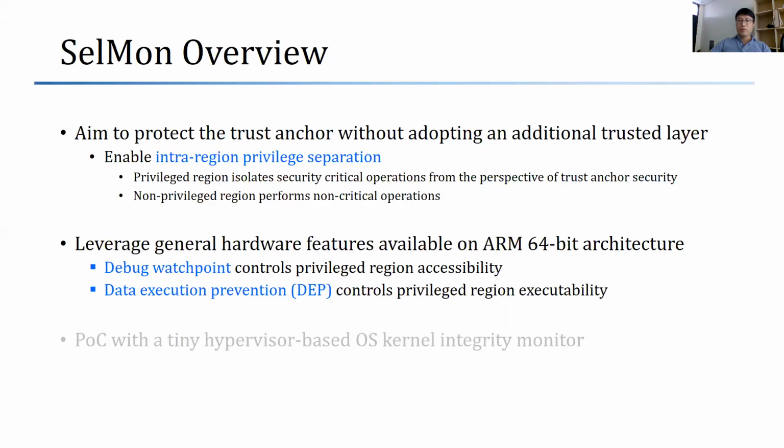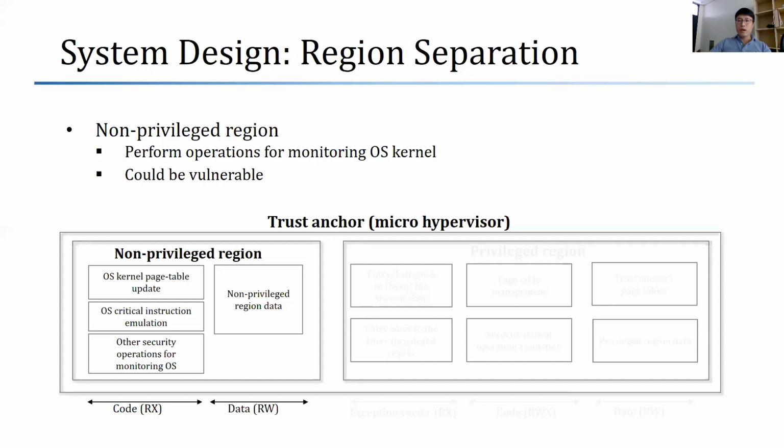To protect the privileged region from the non-privileged region, which is potentially malicious, we utilize general hardware features. Specifically, the debug watchpoint and data execution prevention, DEP, are utilized to enforce the non-accessibility and non-executability of the privileged region respectively. We apply SelMon to a kernel integrity monitor implemented as a tiny hypervisor to show the feasibility of our approach. Thus, in the following slides, the hypervisor indicates the trust anchor. From now on, I will explain how it works.